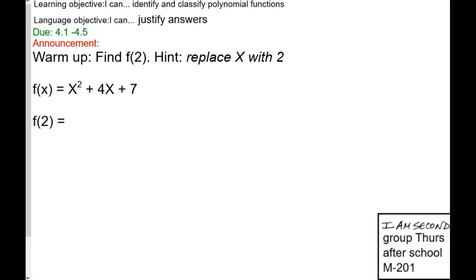Algebraic reasoning. What does it say? You cross that out, put algebraic reasoning. So make sure you're knocking it out today. All right, on our warm-up, again, it tells you what to do.